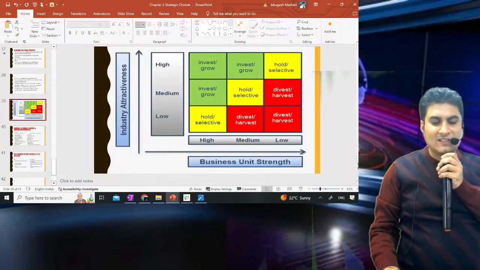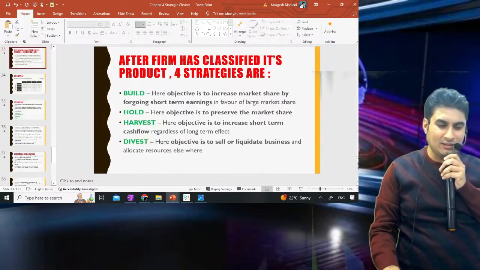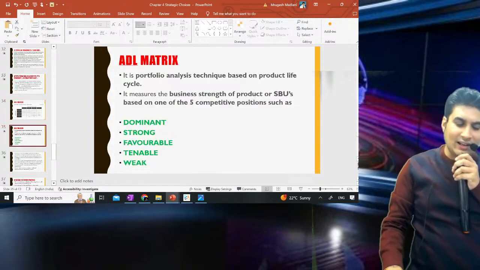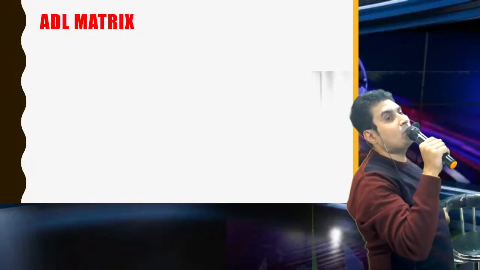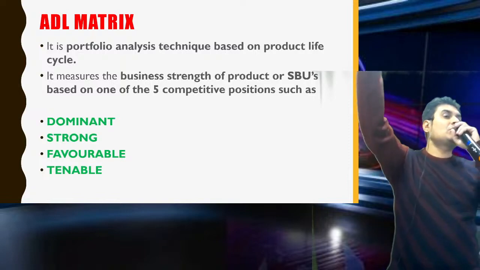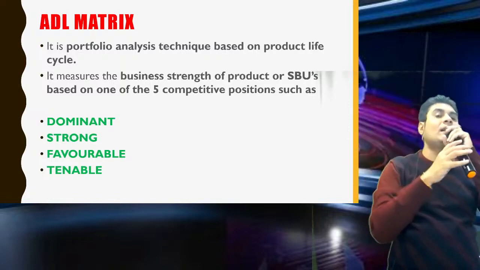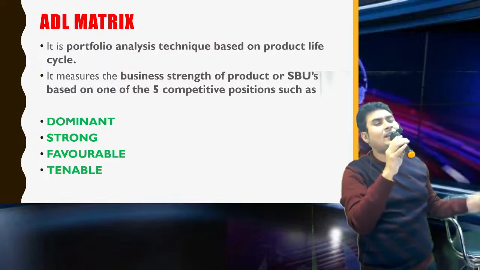Now, this is background. The topic has not started. The topic is very easy, by the way. Arthur D. Little came. He said, again, divide your product or SBU into how many parts? Four, not four, five. Tell me how many? Speak. Dominant, strong, favorable, tenable, weak.